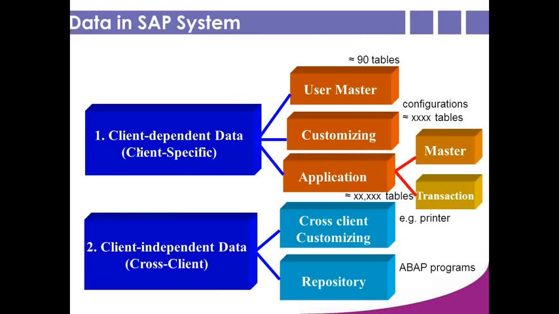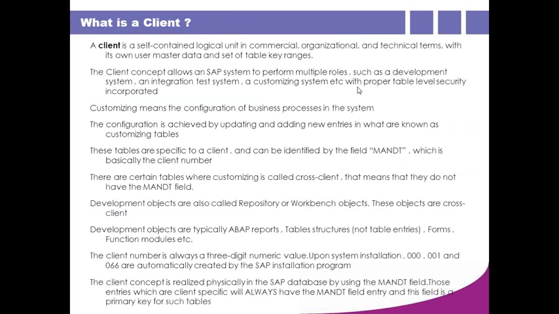As I told, client specific, that is client dependent data, is these three, and client independent or cross client data is these two. So take this screenshot please. Please go through this once again. I'll give 2 minutes. If possible, try to read each and every point twice.